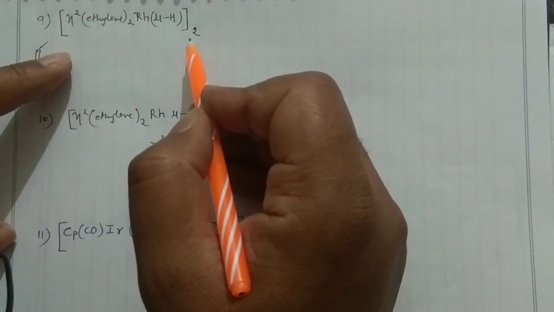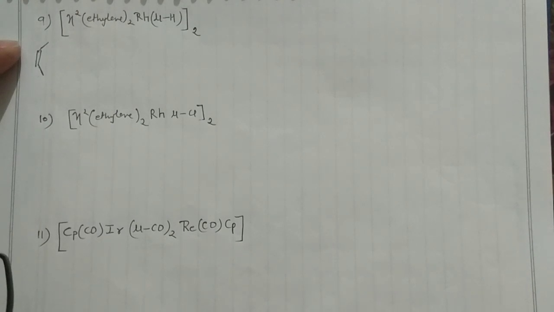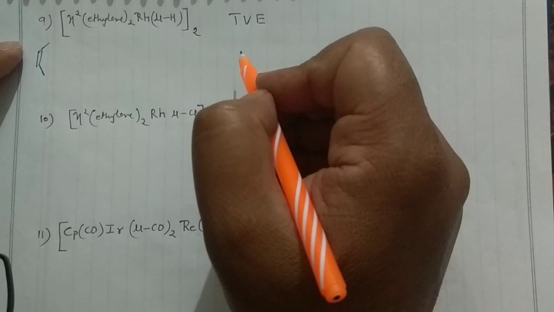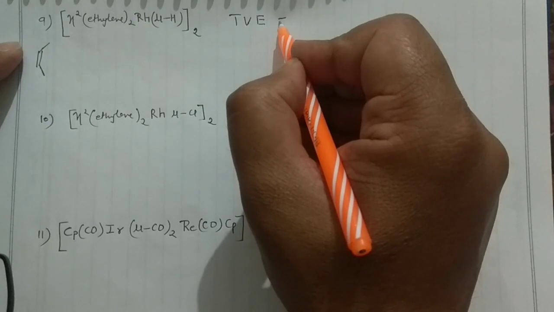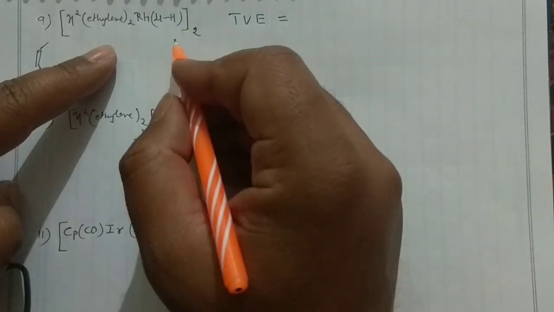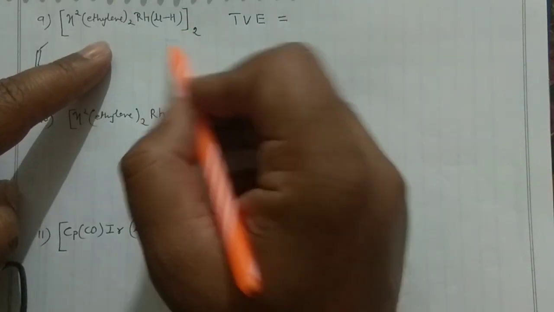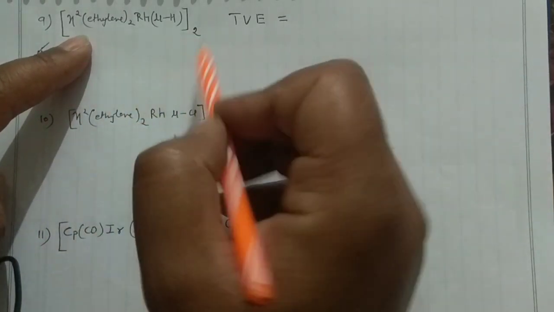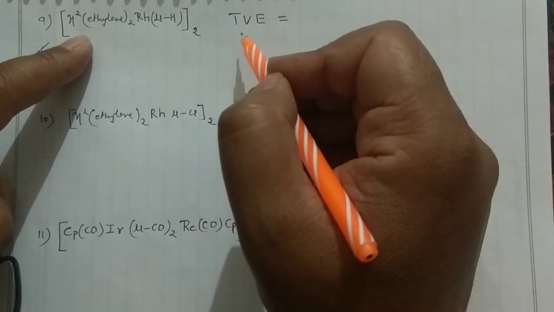So I am solving this problem quite quickly actually. How can I solve this problem? First of all, I'll calculate the TVE, total valence electron. So for total valence electron, this ethylene 2, 3, 4. First of all, we have to determine whether it is following the 18 electron rule or the 16 electron rule. So first of all, I will calculate the total number of electrons.